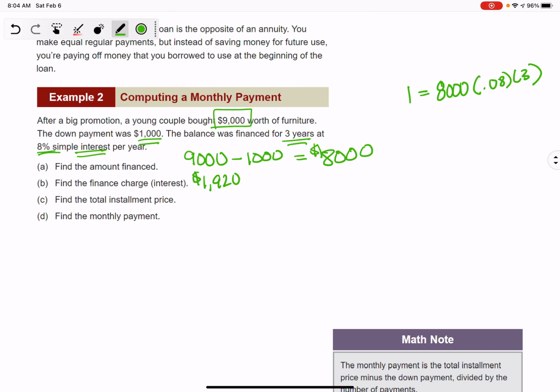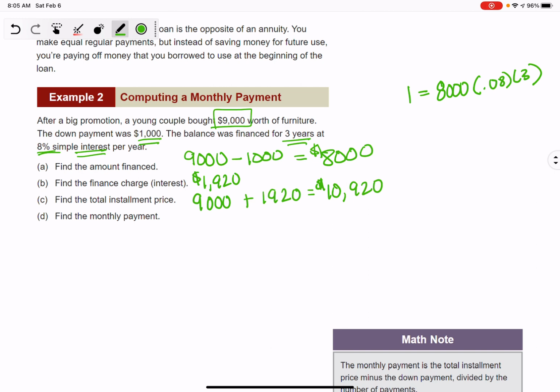Next, it tells us to find the total installment, okay? In this case, the total installment price is simply the cost of the furniture plus the finance charge, okay? The total installment is the price of the furniture plus the finance charge, which was $1,920. So we didn't have to do too much extra math here. And now it says find the monthly payment.